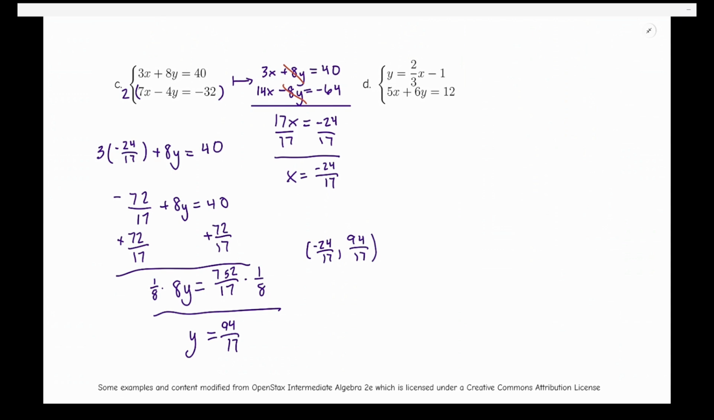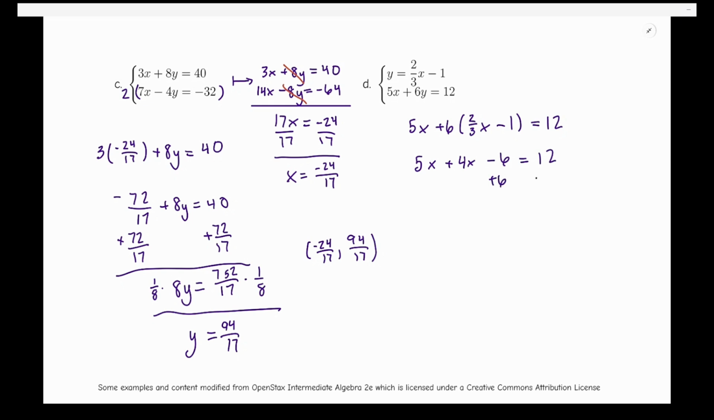And last but not least, part D. So now here, my first equation is not in standard form. My first equation is solved for y. So I personally would solve this one by substitution. By substituting the first equation into the second equation to get 5x plus 6 times 2/3 x minus 1 equals 12. Don't forget, because y is being multiplied by 6, you have to multiply both 2/3 x and negative 1 by 6, which is indicated by the parentheses. So this becomes 5x plus 4x minus 6 equals 12.